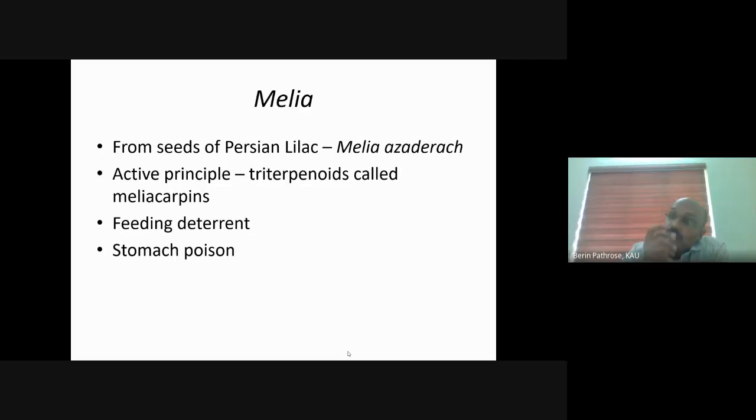The antifeedant or the insecticidal molecules are called as meliacarpins. Mainly, these are feed deterrents, and it is having some stomach poison properties also. So, Melia azedarach contains meliacarpins, which is having feeding deterrent and stomach poison properties.